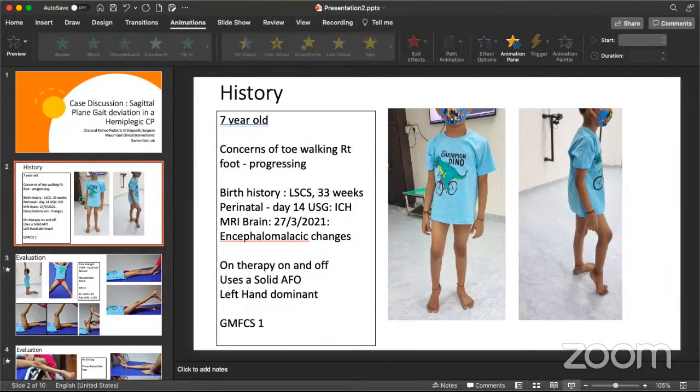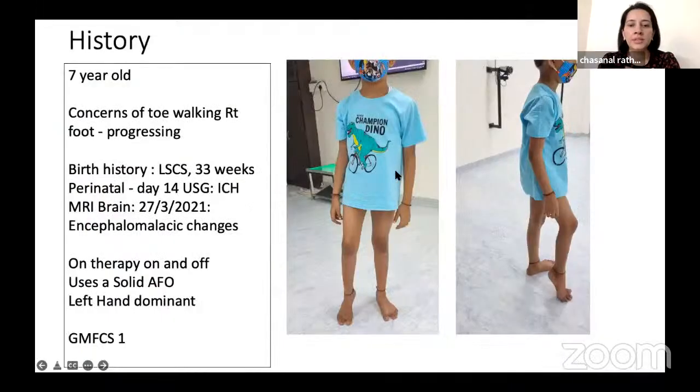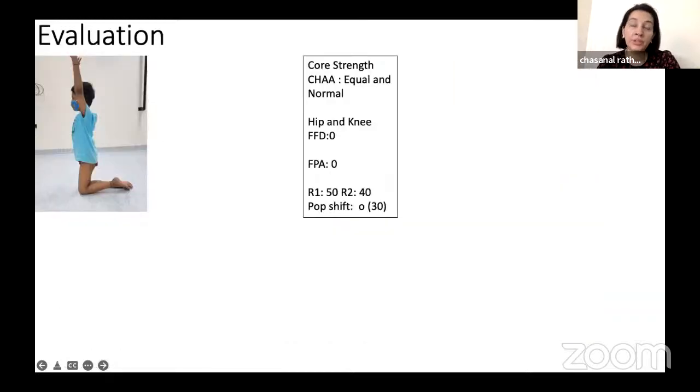Good. So this is a 7-year-old kid, and you see he's a right hemiplegic. The parents had concerns that he's walking on toes. And this was the birth history, which was relevant. The brain MRI showed encephalomalacic changes, and he's on therapy so far, and nothing has been done. He is GMFCS 1, and a quick evaluation shows how the diagnostic matrix works.